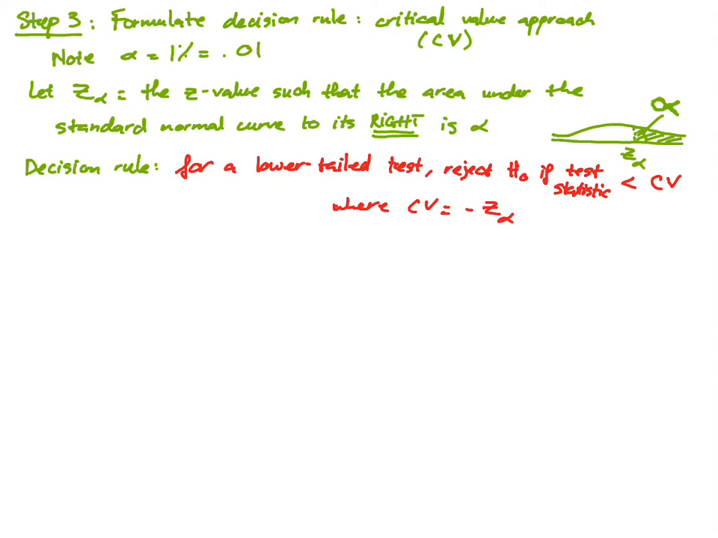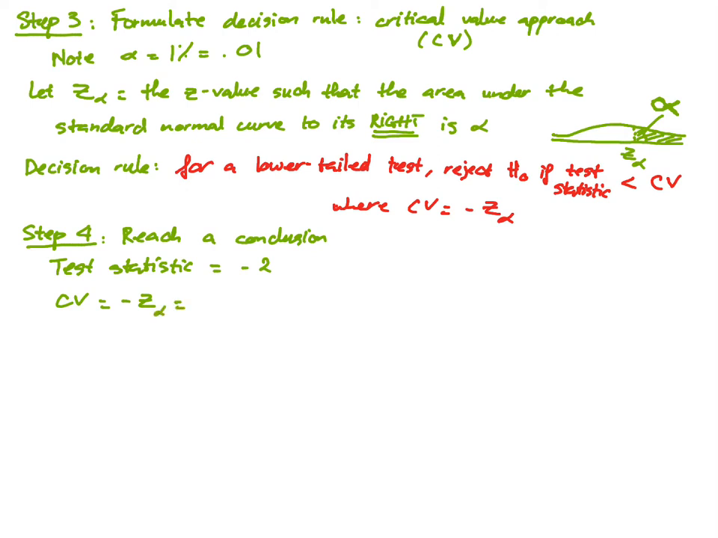So let's go ahead and move on to step 4 and try to reach a conclusion. We know that our test statistic z is equal to -2. Now we just need to find what the critical value is. The critical value in this case is equal to negative z sub alpha, which is negative z sub 0.01. In other words, you want to find the z value such that the area to its right is 0.01, and then find the negative of that value. The negative of that value would be our critical value.